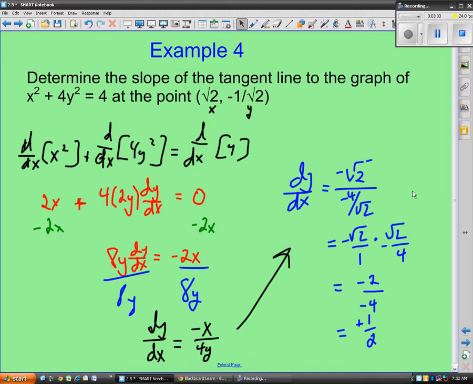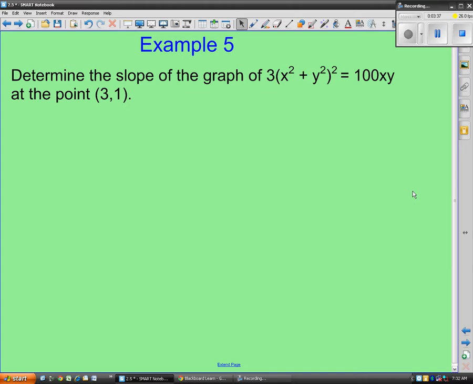So moving on to the next example. And remember, as we're doing these examples, you can always come to class and ask questions if you don't really understand. So that's really what we're talking about here.